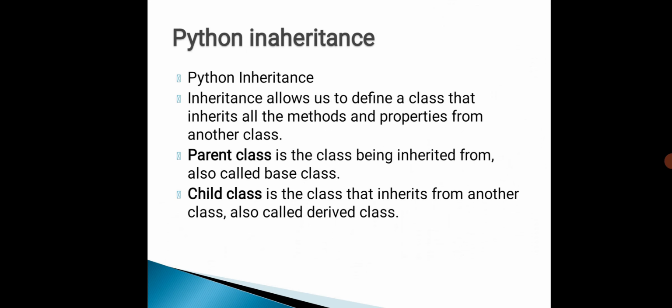Python inheritance. Inheritance allows us to define a class that inherits all the methods and properties from another class. Parent class is the class being inherited from, also called base class. Child class is the class that inherits from another class, also called derived class.